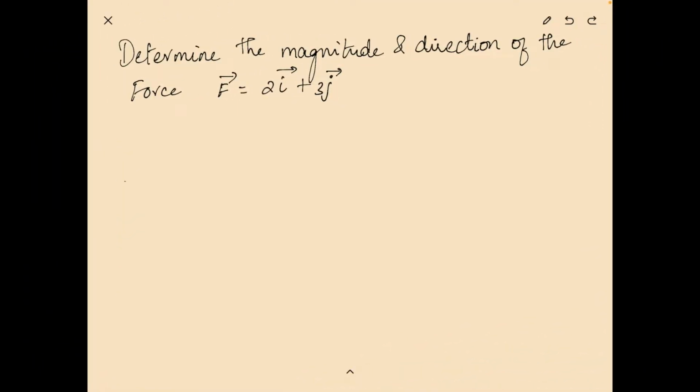First problem for today is: determine the magnitude and direction of the force F equal to 2i plus 3j. Now F equal to 2i plus 3j is a vector form of representing a force. Here i and j are unit vectors of the x and y axis. So from the looks of it, F is represented as a combination of unit vectors i and j alone, which means F is a two-dimensional vector. So we can actually do a graphical representation of it.